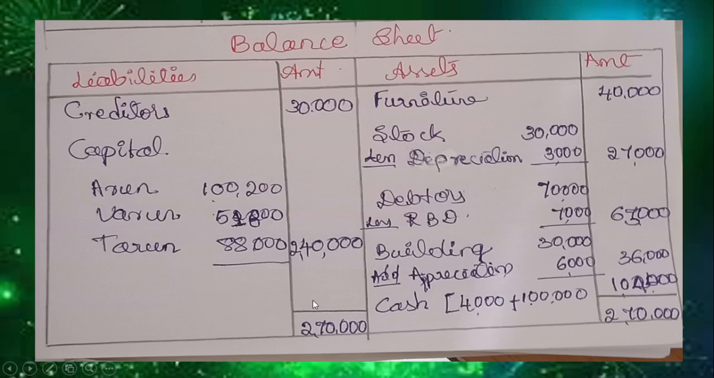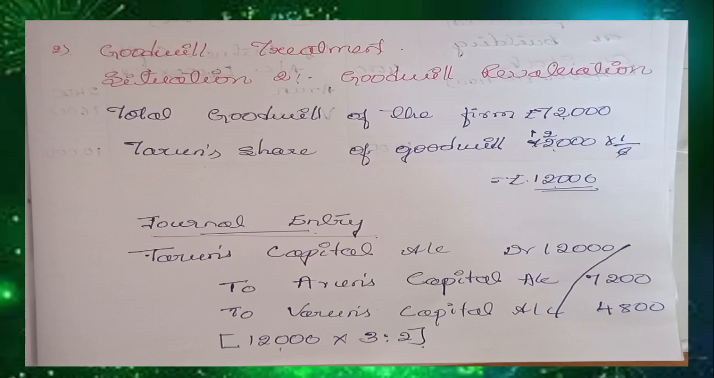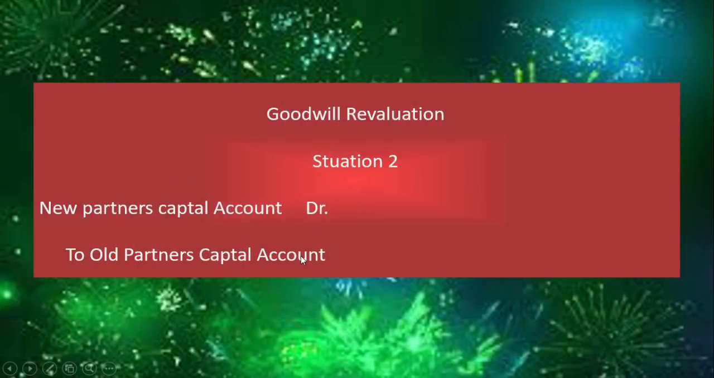So students, it's a very easy and a simple problem on goodwill revaluation. So here they have given the value of goodwill in adjustment only. So here we have to pass only one entry, that is new partner's capital account debits to old partners' account. Nothing else in this particular problem. Only a simple single adjustment.